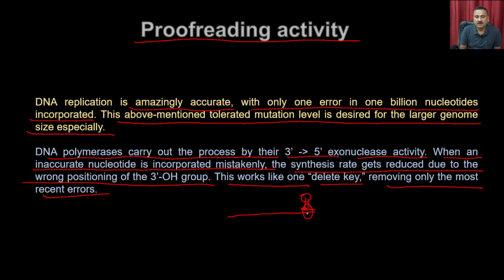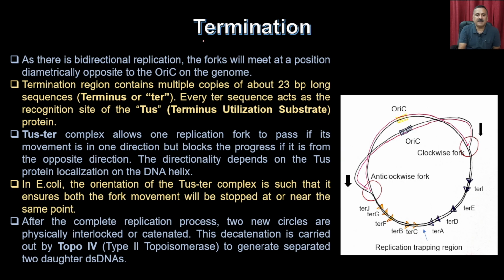So, if it is not, then it is actually going to go back and do the corrections. Now, the third process is called termination. As there is bidirectional replication, the fork will meet at a position diametrically opposite to the origin on the genome. The termination region contains multiple copies of 23 base pair long sequences, or TER sequences.